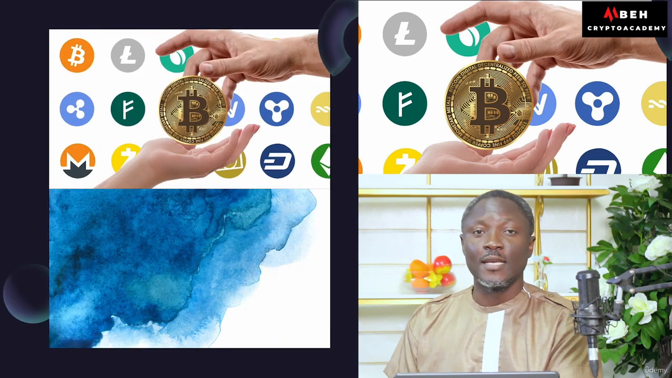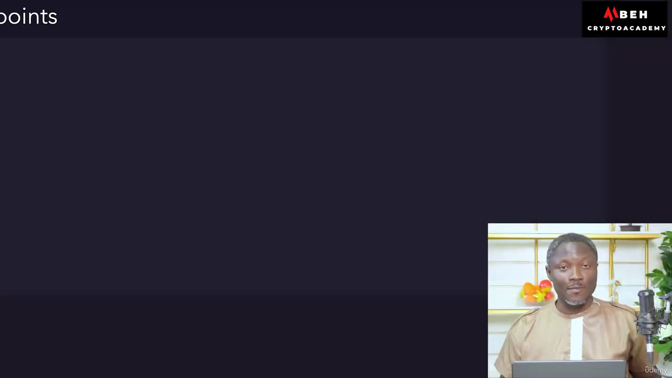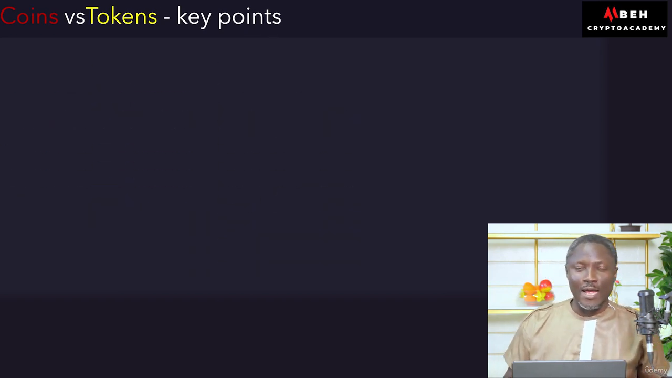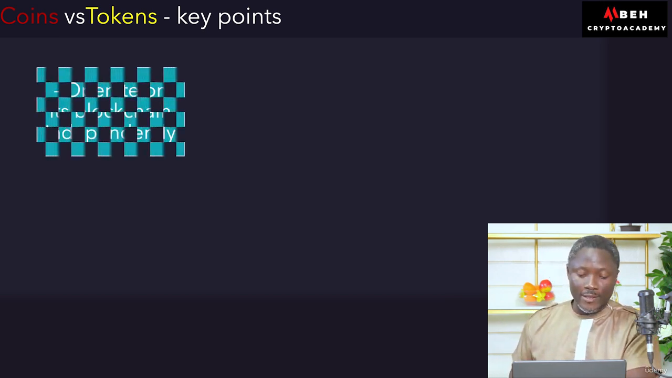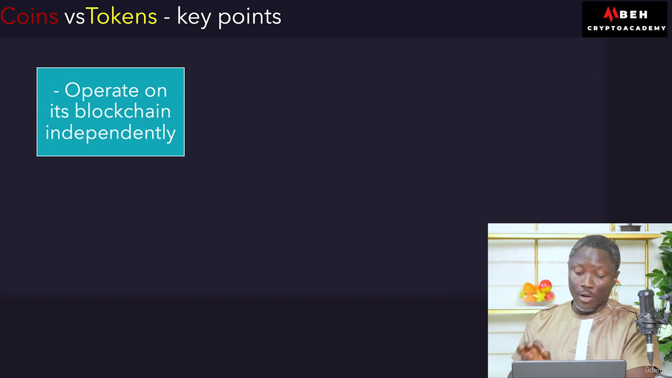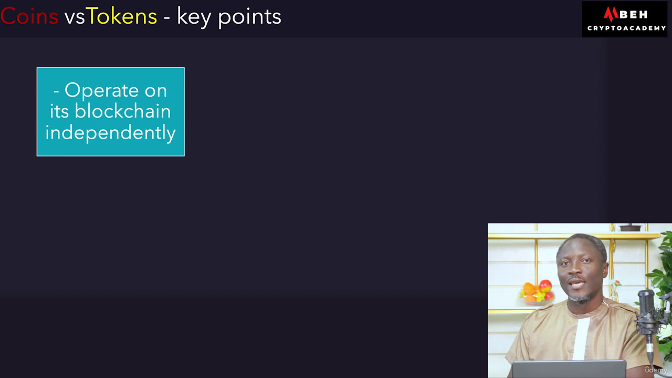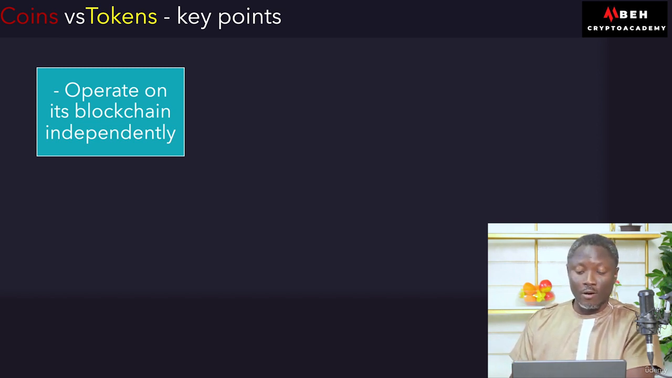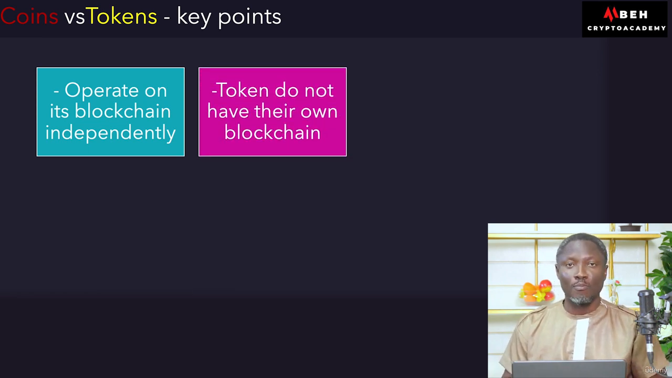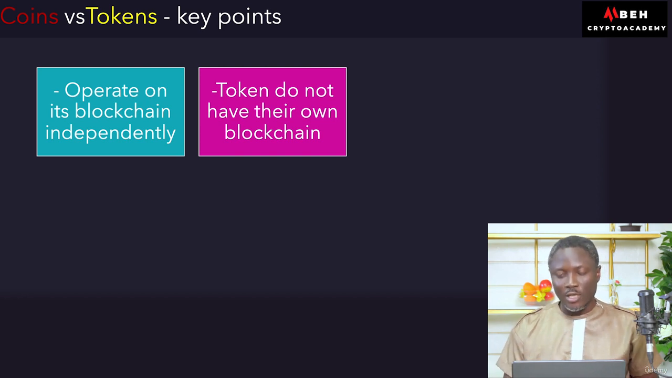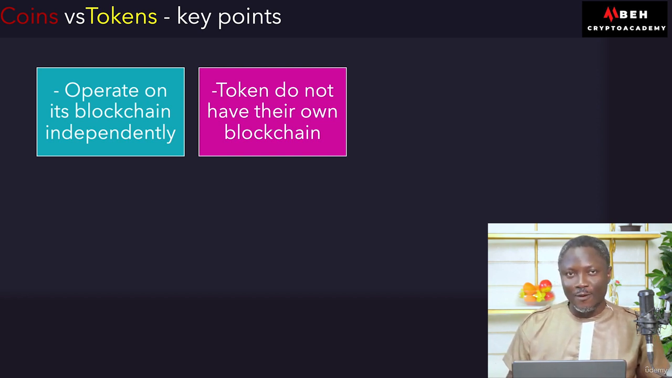But talking about the differences, let's look at some of the key points that you need to know as far as tokens and coins are concerned. The first thing you need to know is that coins operate on their own blockchain independently. They do not depend on another blockchain or smart contracts. Meanwhile, tokens do not have their own blockchain. Like I said, they are built on top of another blockchain.